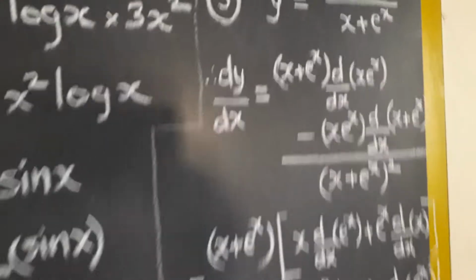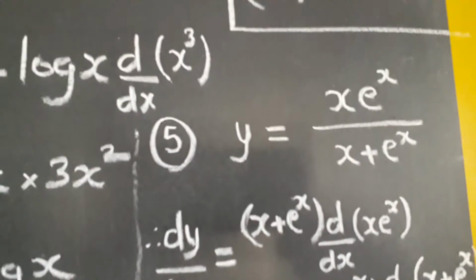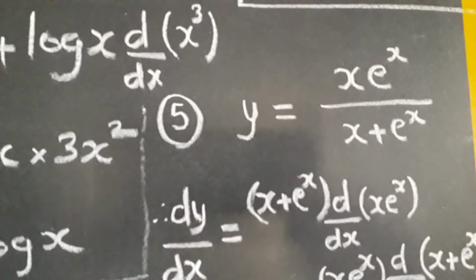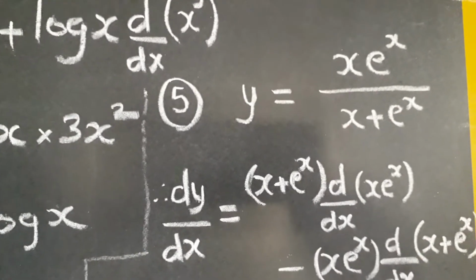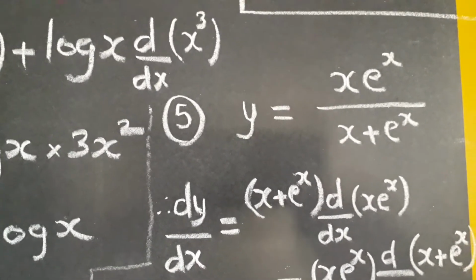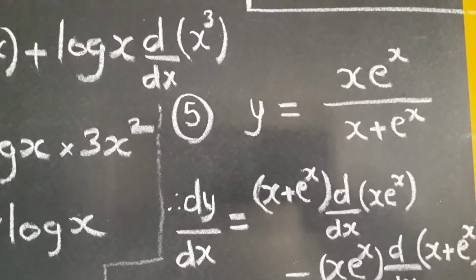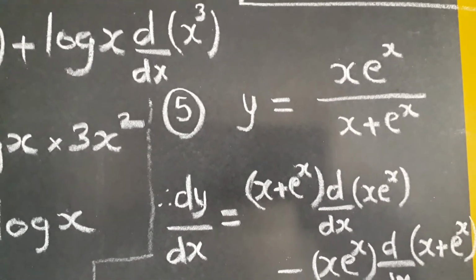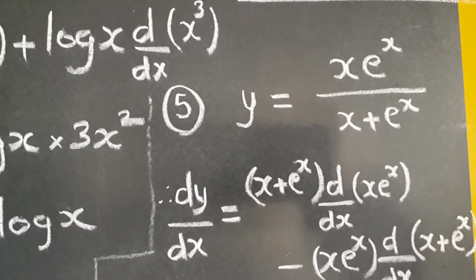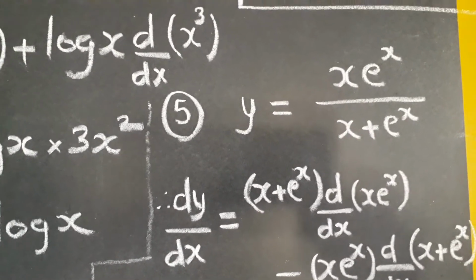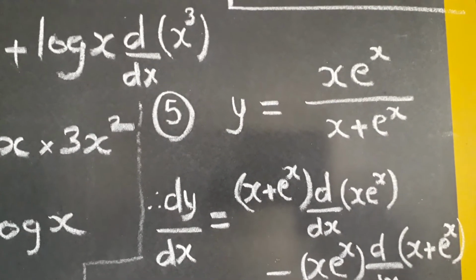Now we go to the next example, which is y equals x raised to x into e raised to x upon x plus e raised to x. Here, how many terms are there? I can see only one term. Is there any multiplication, division? Yes, I can see the division, and therefore I have to make use of the division rule, the quotient rule. But before that, just see whether you can avoid that rule. We are not able to simplify further, so we have to make use of the quotient rule here.